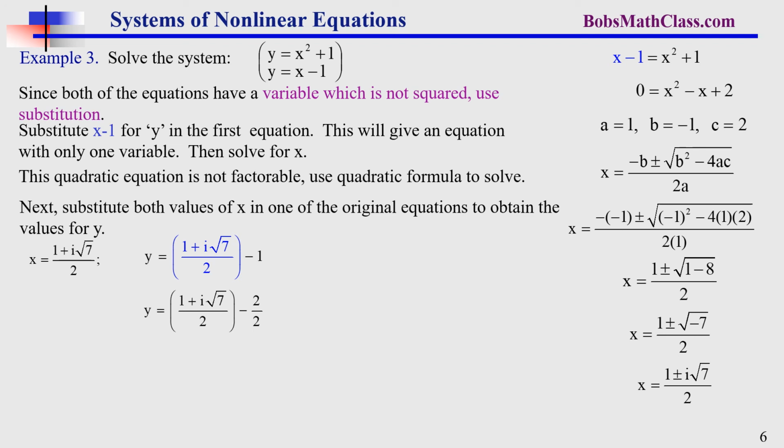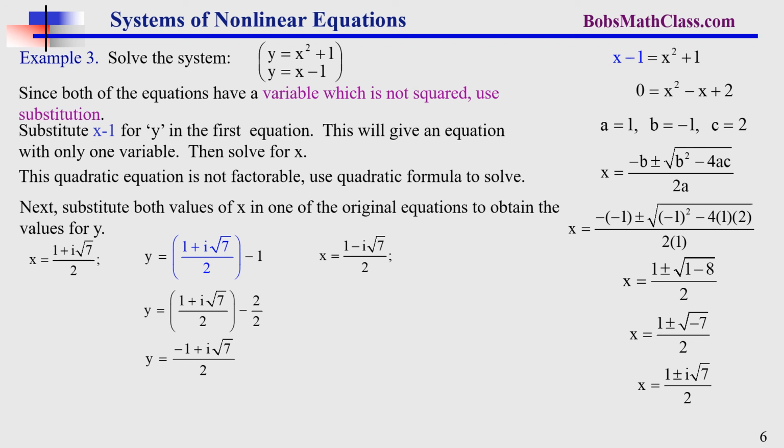Now we could combine the two fractions into one fraction. Negative 2 plus 1, that'll give you a negative 1. So we're adding the like terms. That gives us a y value of negative 1 plus i square root 7, over 2. So that y value goes along with the x value, 1 plus i square root 7 over 2. A little confusing, but hang in there. I think you can do it.